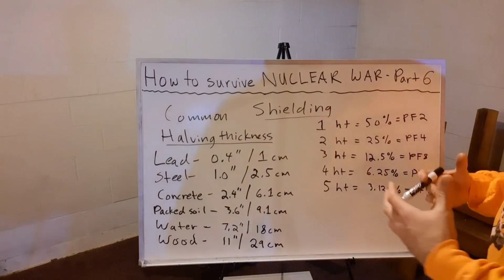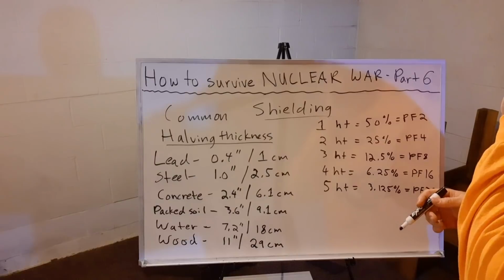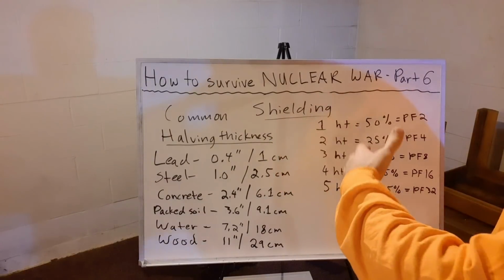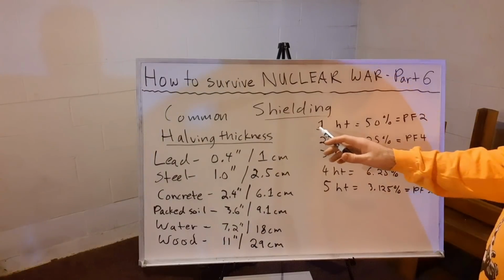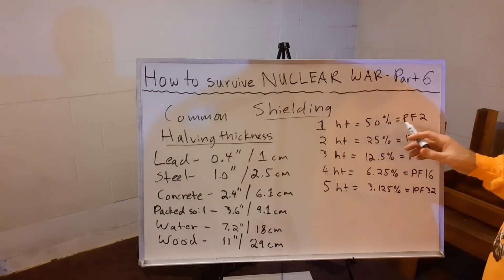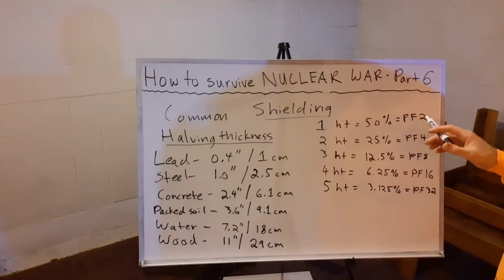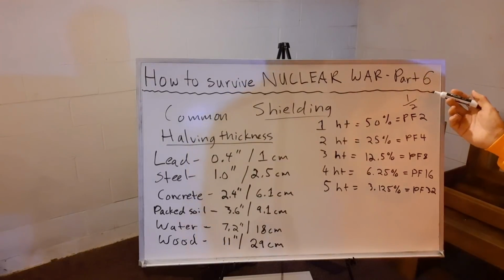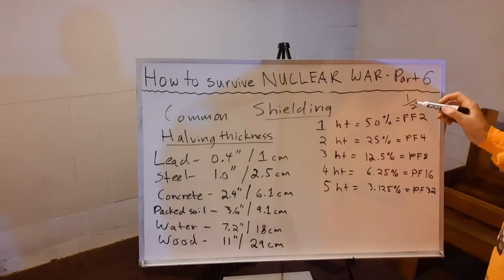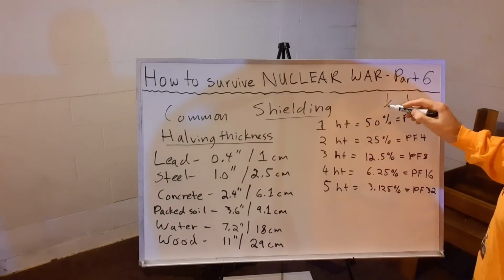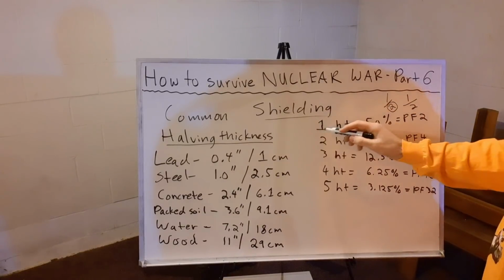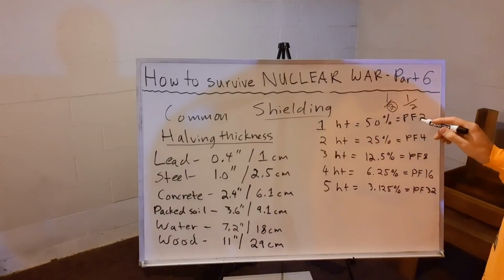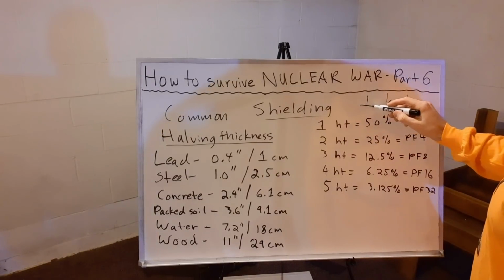Let's say you built a bunker out of steel. You have 1 inch thick steel plates all around you. That's going to reduce the radiation by 50%, or give you a protection factor of 2. And protection factor is basically just, if you remember from grade school, your factor is your bottom number. When you have an equation like 1/2, the bottom number is your protection factor. So you're reducing the radiation by 1/2. So you write out 1/2.